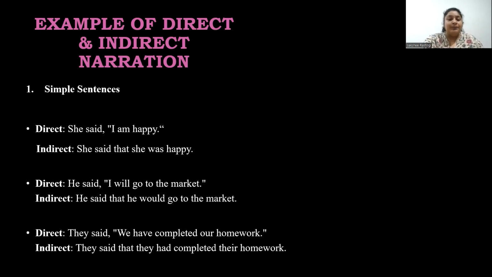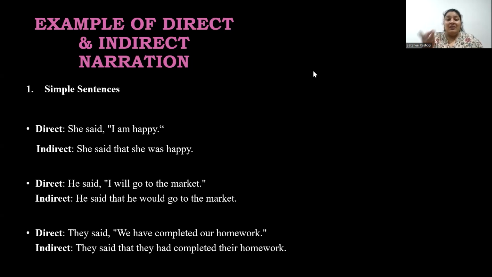So, for example, I have some examples regarding this. Let's say, "I am happy." This is a direct statement: she said, "I am happy." What is the indirect statement? She said that she was happy. The direct statement: she said, "I will go to the market." Indirect statement: he said that he would go to the market. So these are the statements which come under the simple tenses.